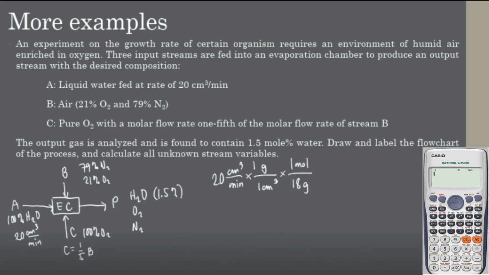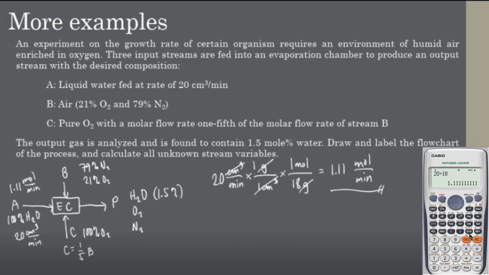Take a look at the cancellation of units. Cubic centimeter would cancel, grams would cancel, and you will be left with the unit mole in the numerator, and in the denominator, it's minutes. This is the molar flow rate of water. Calculating, that is 20 divided by 18. That's 1.11 moles per minute. We can now write that here, stream A is 1.11 mole per minute. This is the value that we're going to use for our material balances.